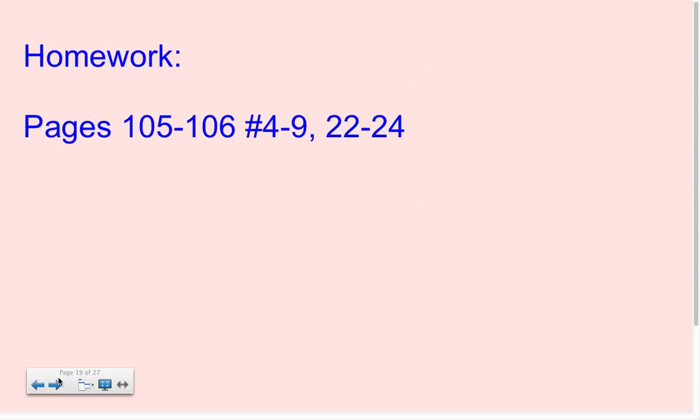The homework for this lesson is page 105 through 106, numbers 4 through 9, 22 through 24.